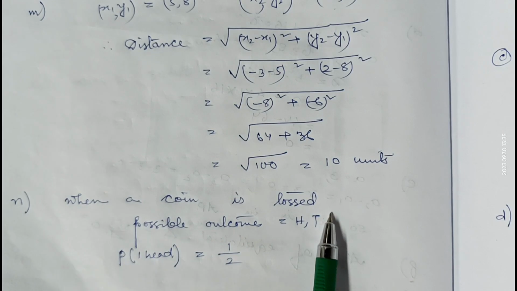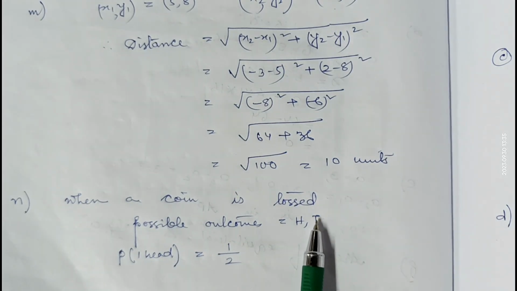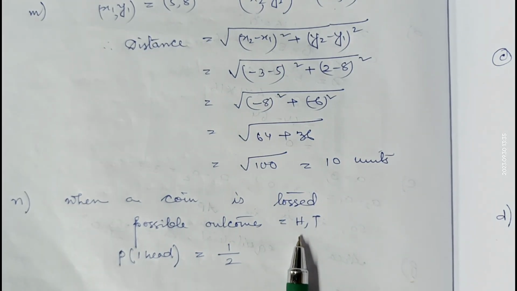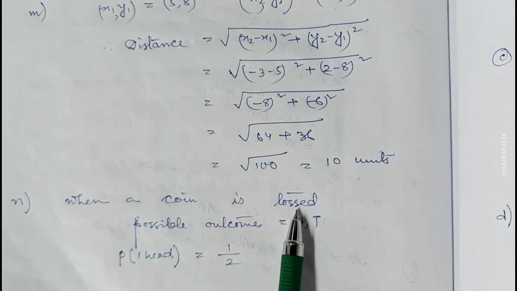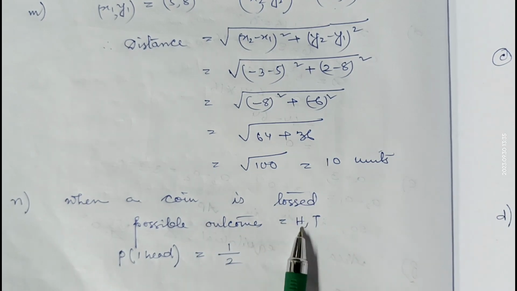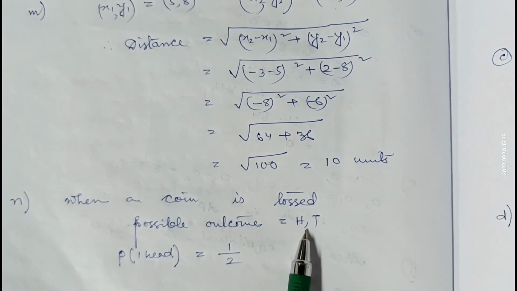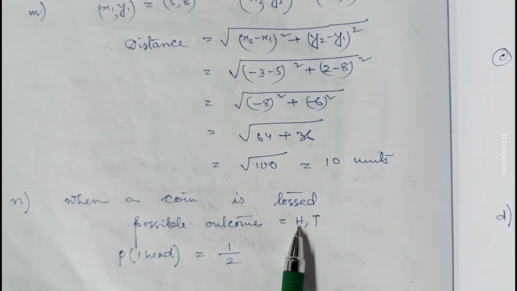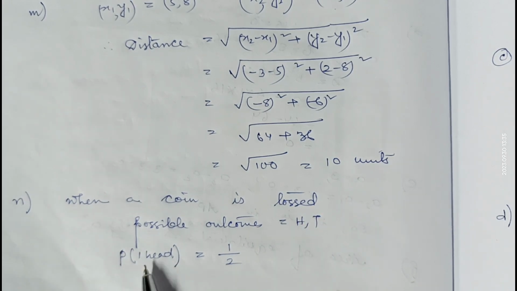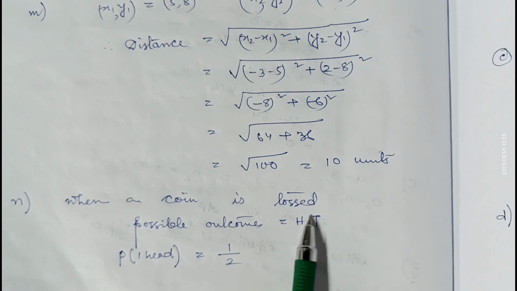Question number N, it is given what is the probability of getting a head when a coin is tossed once. When a coin is tossed once, possible outcomes will be head and tail. So there are 2 possible outcomes, and favorable outcome is head, only 1. Therefore probability of getting a head is 1 by 2.